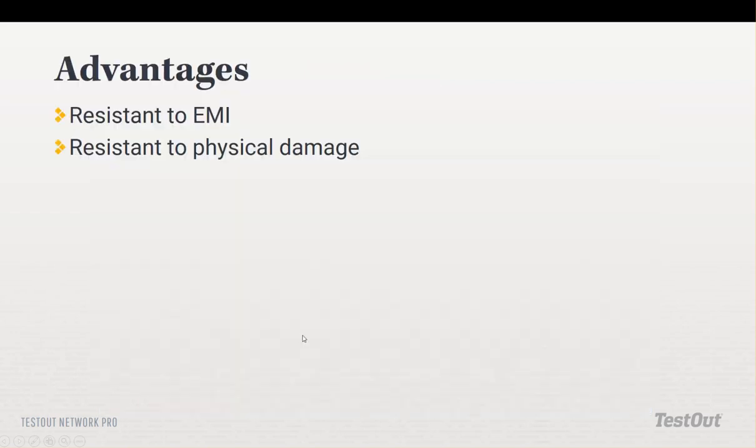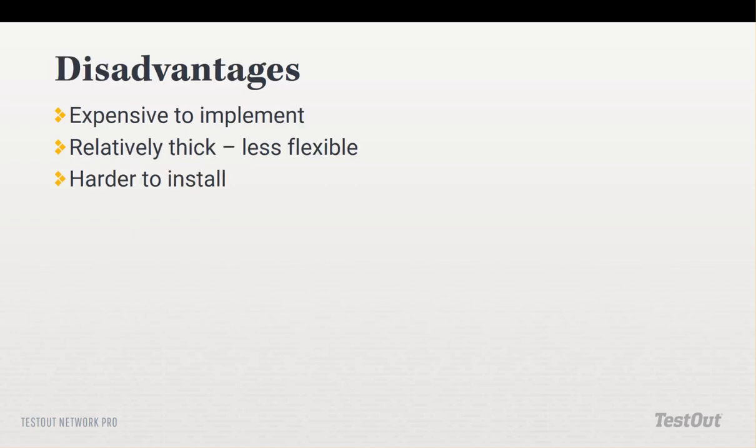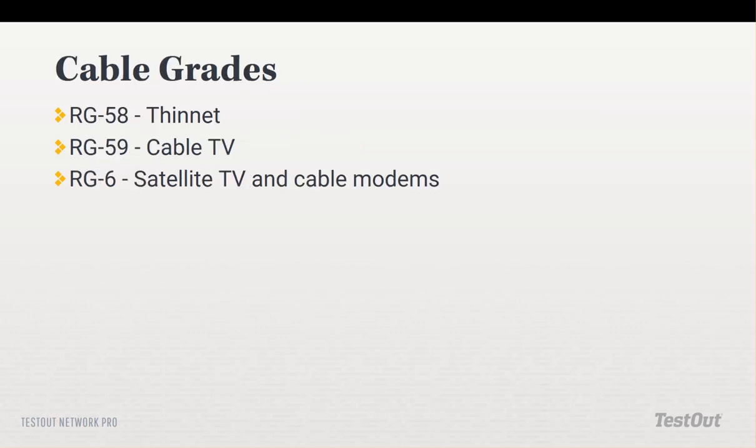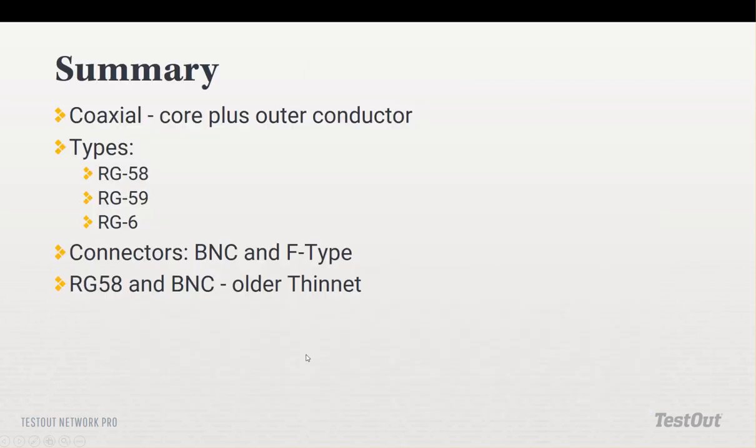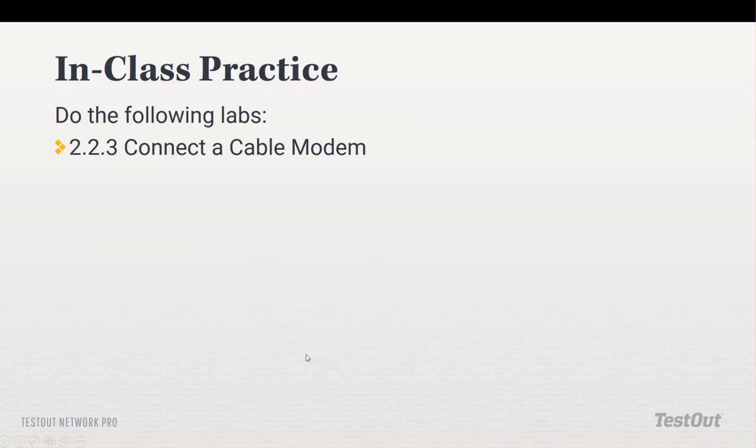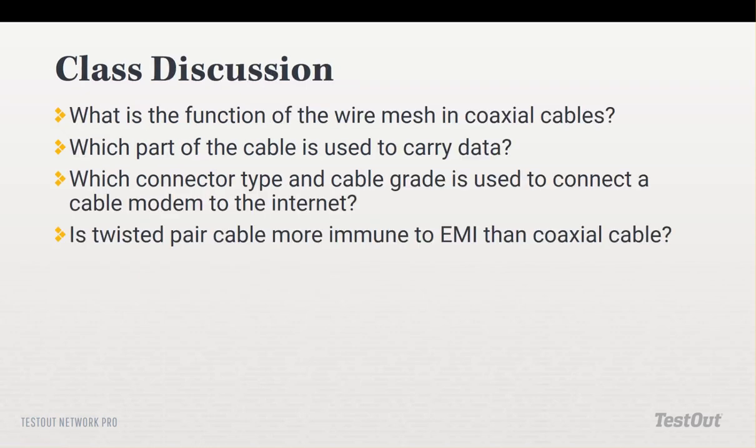And the advantages: resistant to physical damage. However, the disadvantages way outweigh the advantages. Expensive, relatively thick and harder to install. RG58 is what the old cables were, and then the cable TV is now running RG59 or RG6, which is better. So you can see the BNC connector, a coupler, and this is an F-type. So again, here's your summary. Then you're going to connect a cable modem for a simulation. Know these things in here.